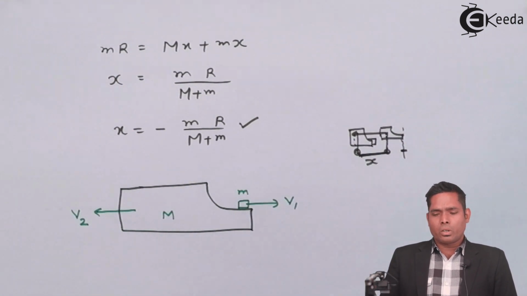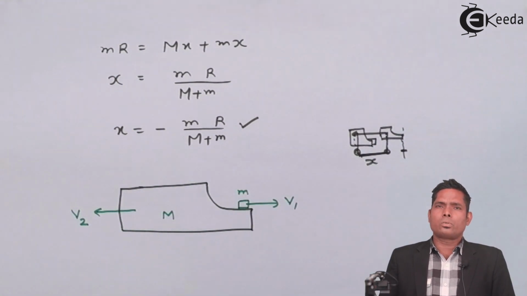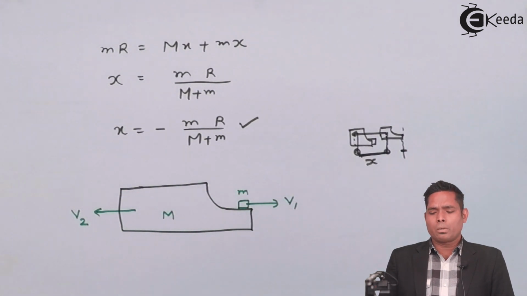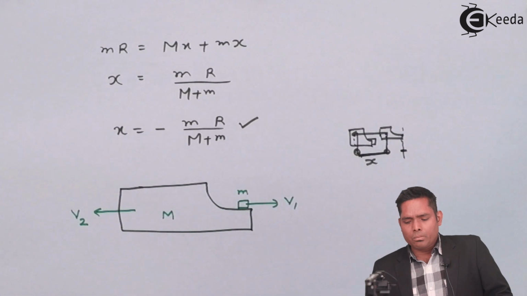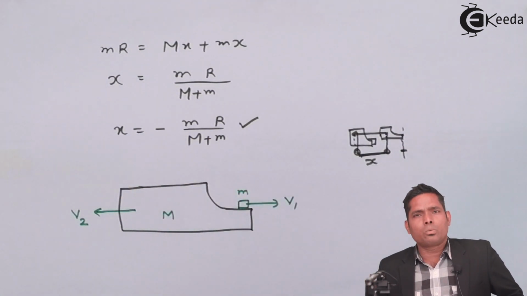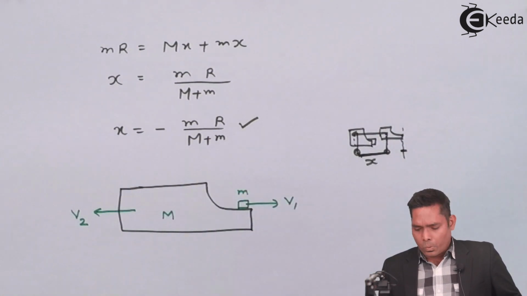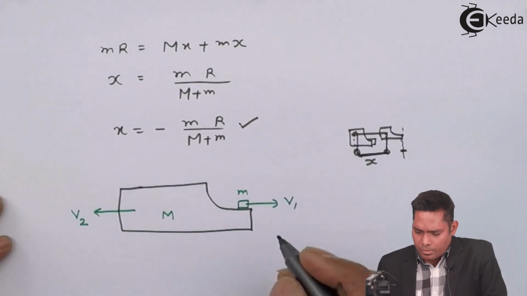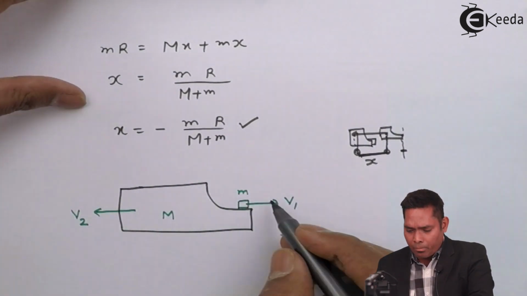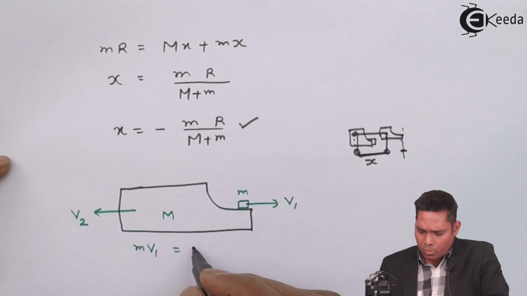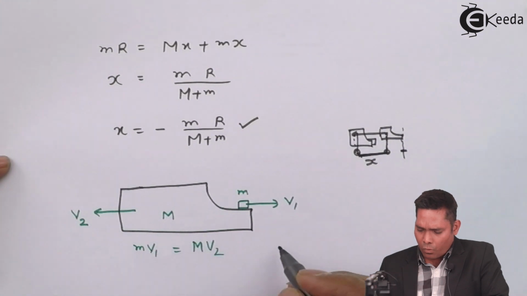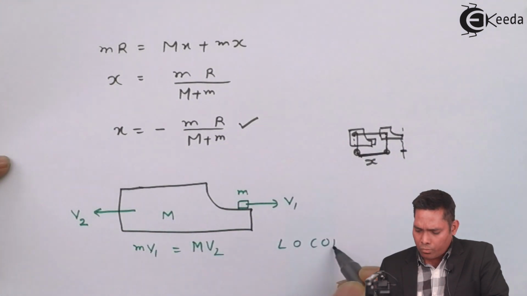Because there is no external force, in the absence of net external force, the momentum of the system will remain conserved. That means initially the momentum was 0, so the final momentum of this system consisting of these two particles will be 0. So that means the momentum mv1 must be equal to capital Mv2. This is from the law of conservation of momentum.